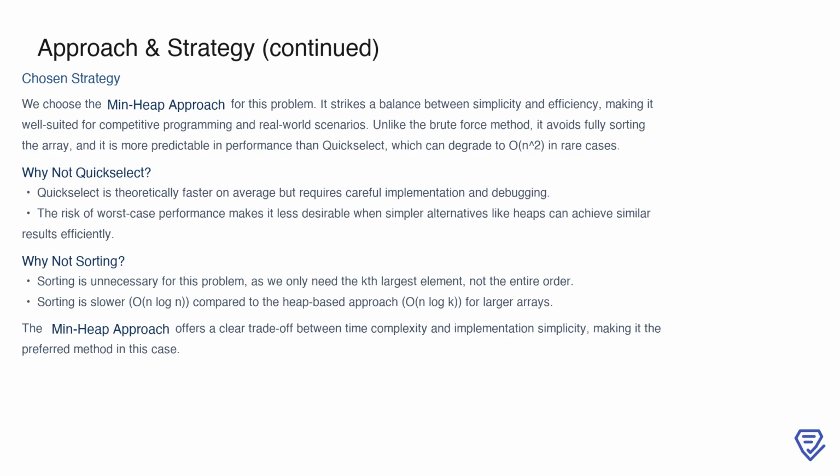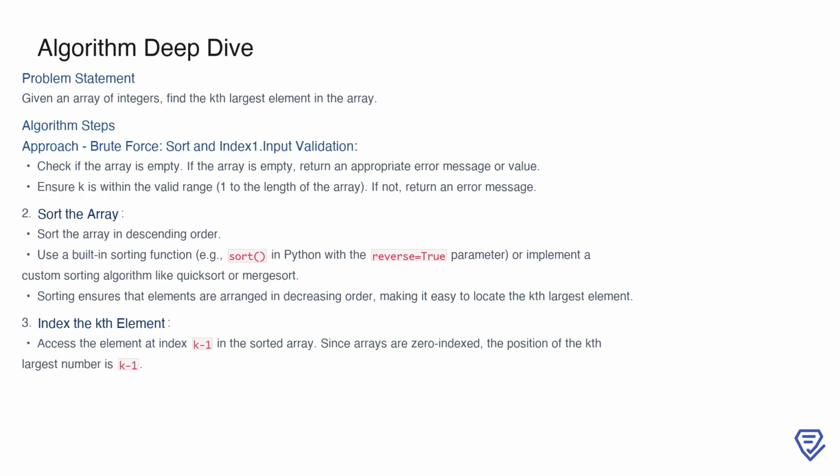Sorting the array is also unnecessary here, as we do not need the entire order of elements, only the kth largest. Sorting, with n log n time complexity, is slower than the min-heap's n log k for larger arrays, especially when k is much smaller than n. By offering a clear trade-off between efficiency and implementation simplicity, the min-heap approach stands out as the ideal choice for solving this problem.